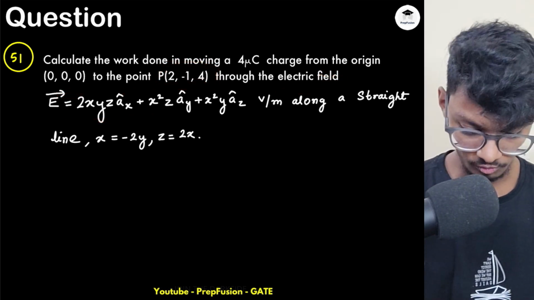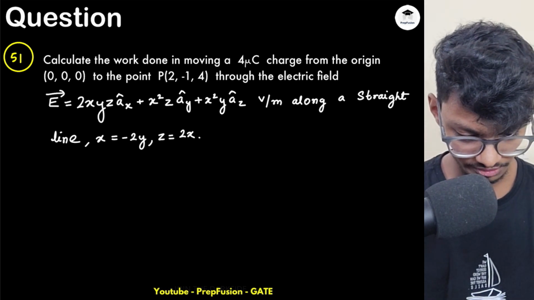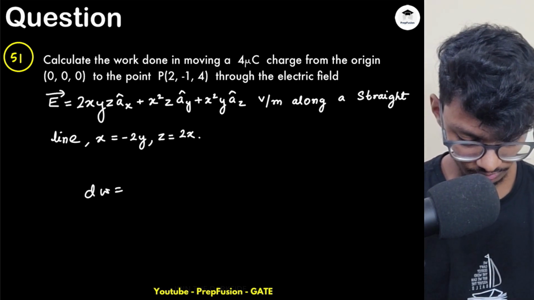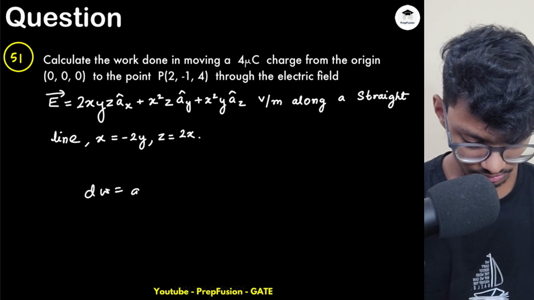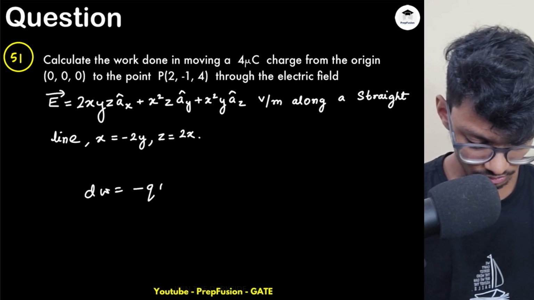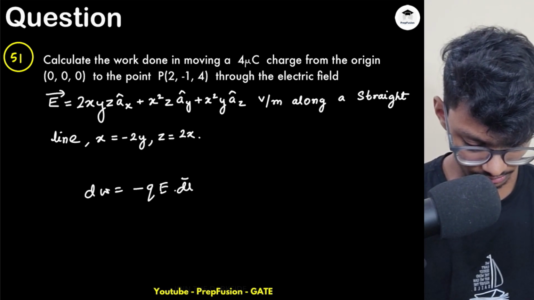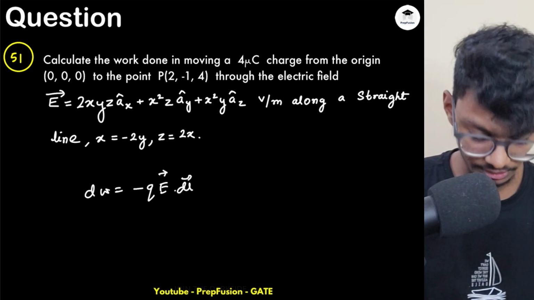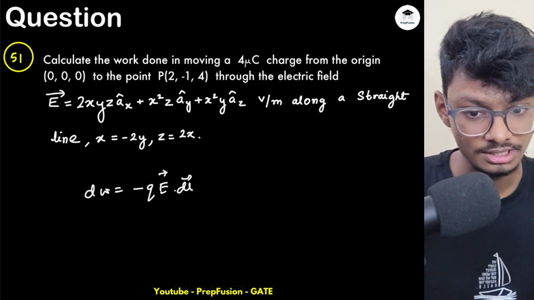So I have told you the formula, right? So what is the formula for work done? Work done dW is basically negative q E dot dl. This is the formula for work done, if you remember. It will be minus because it is due to the external electric field.